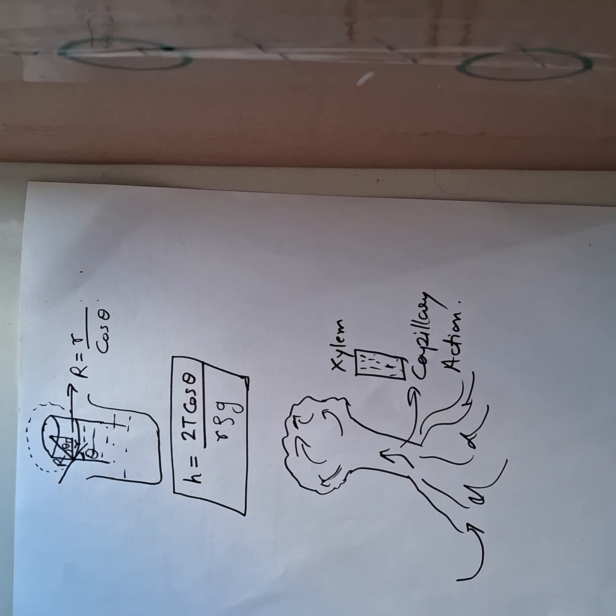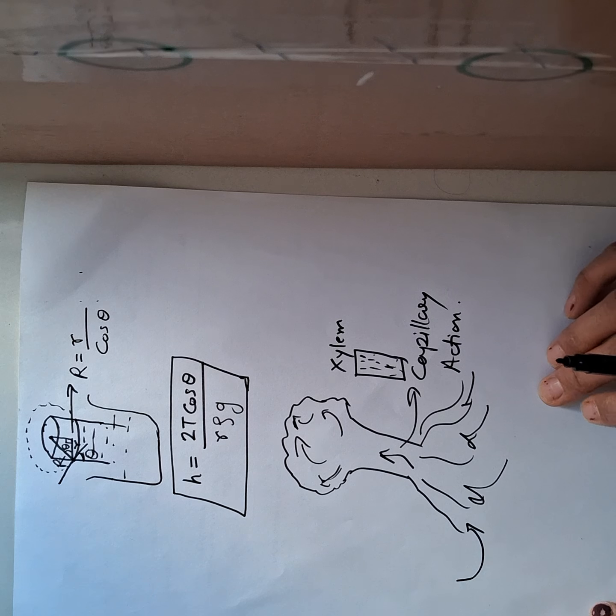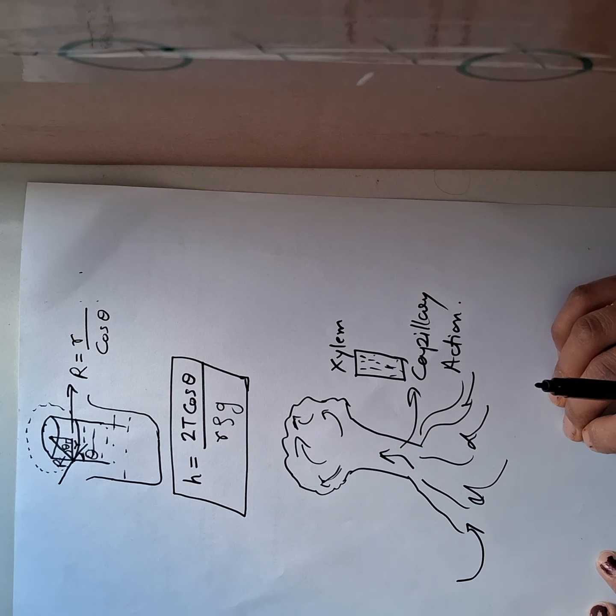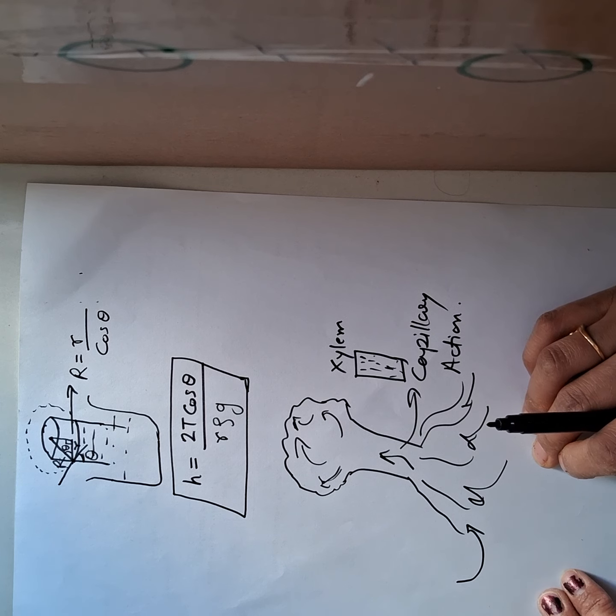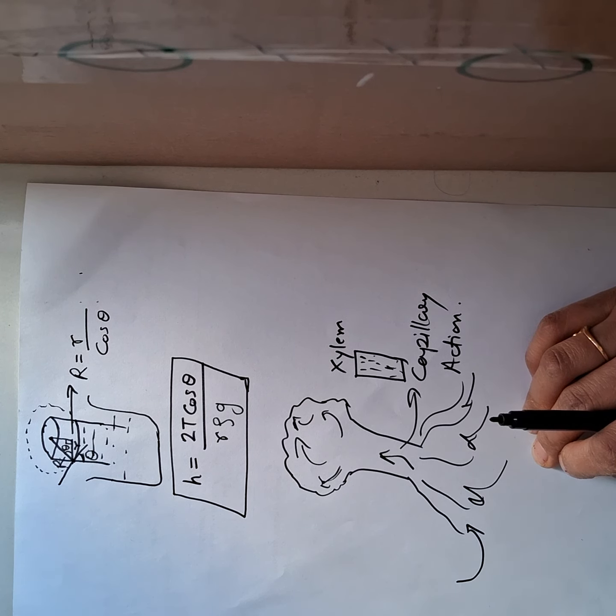So this is all about capillary action and its example in nature which we see in everyday life. And one more example of capillary action: if we dip a paper in water, the water gets absorbed in the paper. That is also due to capillary action.